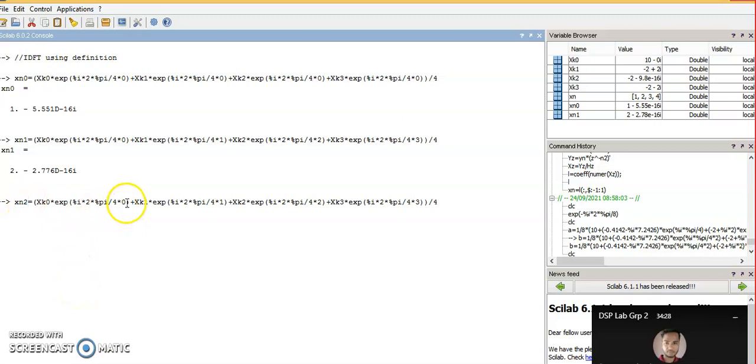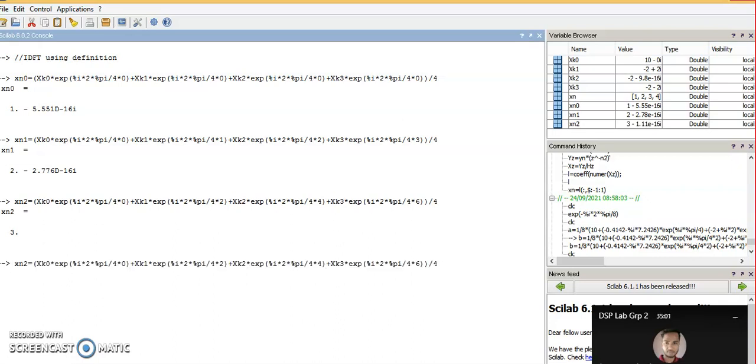Now 2 into 0 will be 0, 2 into 1 will be 2, 2 into 2 will be 4, 2 into 3 will be 6. Okay, so this will be xn2. What should be the value of xn2? Tell me. 3. So it is coming out to be 3.